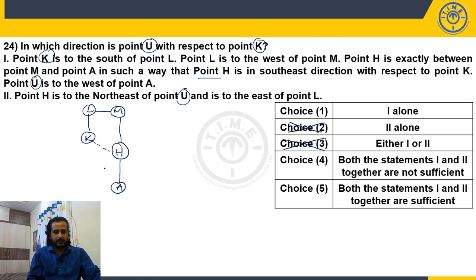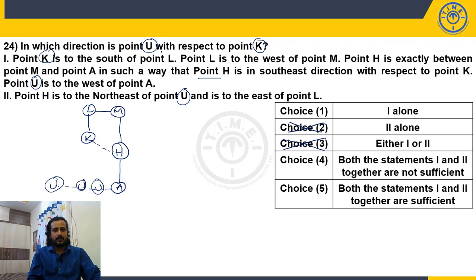U is west of A. When it is given U is west of A, U point may be here, or U point may be in line with K, or it may be here also, right? Because the distances are not given. U may be here, or U may be here, or U may be here.